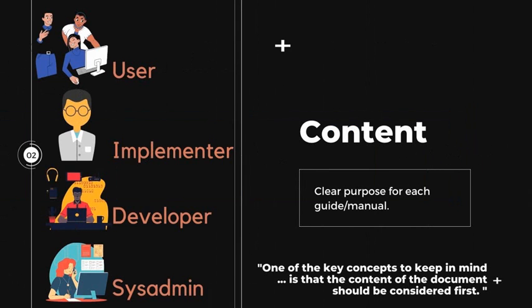First of all, the content. Because DHIS2 is divided into different categories, there are several guides or manuals. There's the user guide, the implementer guide, the developer guide, and the sysadmin guide. And each one has a specific purpose. So the first thing that we need to decide or agree on for each document is to have a clear purpose for each guide, for each document.